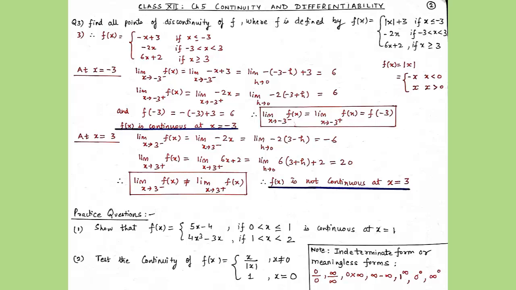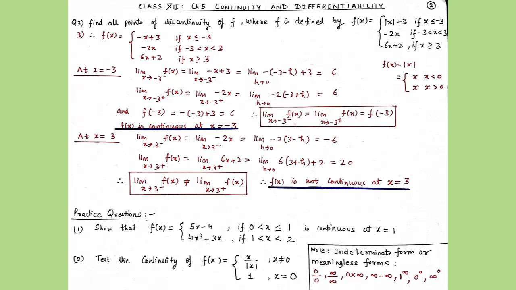So again in place of x we will write 3 minus h. So as x tends to 0, h approaches 0. So we get limit h tends to 0, in place of x we will write 3 minus h. And now when we substitute the limit, we get minus 2 into 3, which is equal to minus 6. And now we will check for the right hand limit.